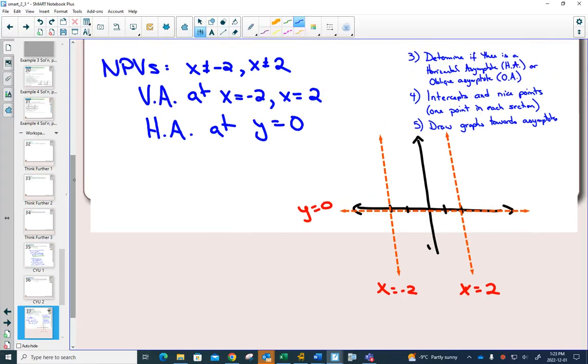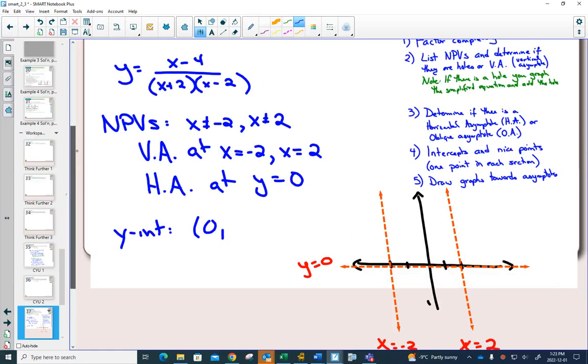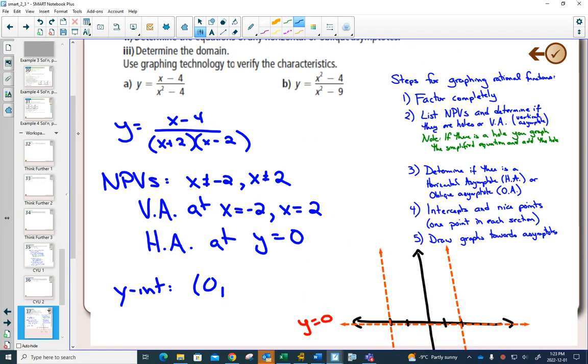And now we get to the place where we find all of our nice points. The easiest one to always find is your y-intercept, because you can plug in 0 for x. It usually makes sense to go to your original equation and plug in 0 for x. Do you see that you would get negative 4 over negative 4, which is positive 1. So we know on this graph our y-intercept is (0, 1).